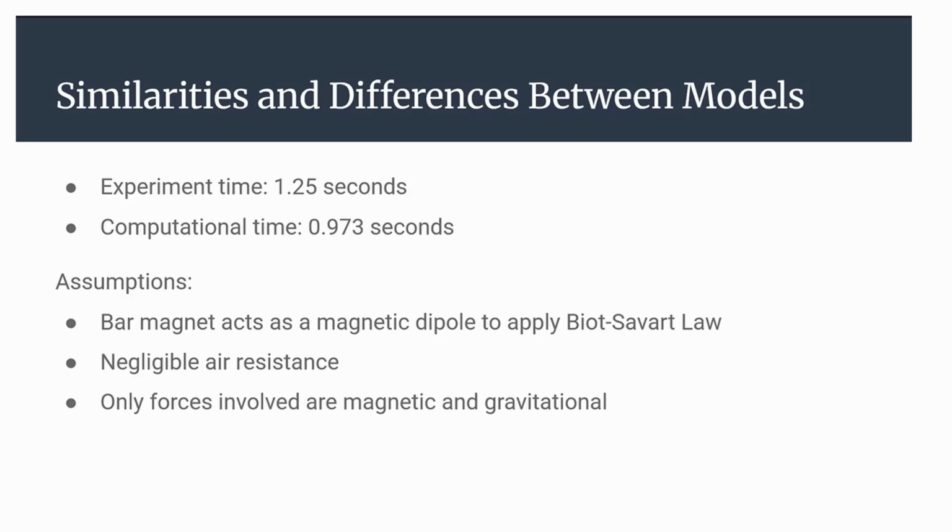For some similarities and differences between the models, as I stated earlier, the experiment time took 1.25 seconds, while the computational time was 0.973 seconds. This isn't too big of a difference, but obviously external factors could have influenced this change. We assumed that the bar magnet acts as a perfect magnetic dipole, but there were surface imperfections and other things that would have resulted in some error. Also, our computational model assumed negligible air resistance, which wasn't reflective of the experiment, and the only forces involved were magnetic and gravitational, when there were other forces introduced during our lab experiment.